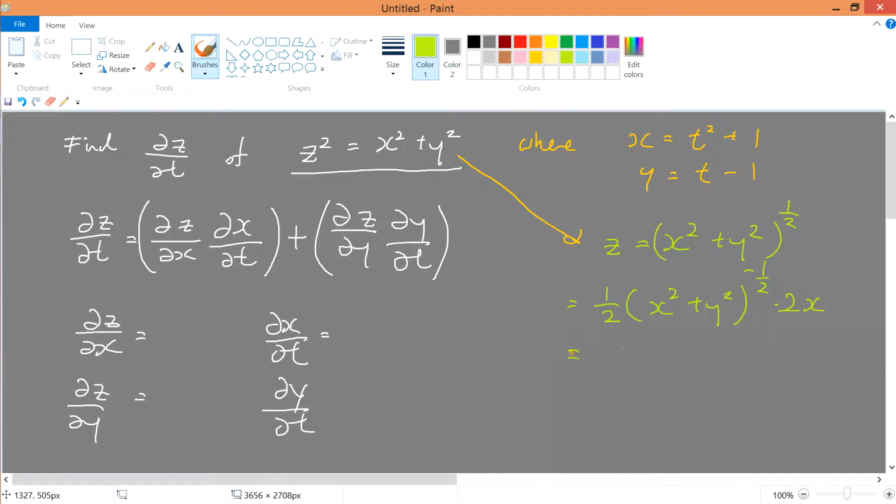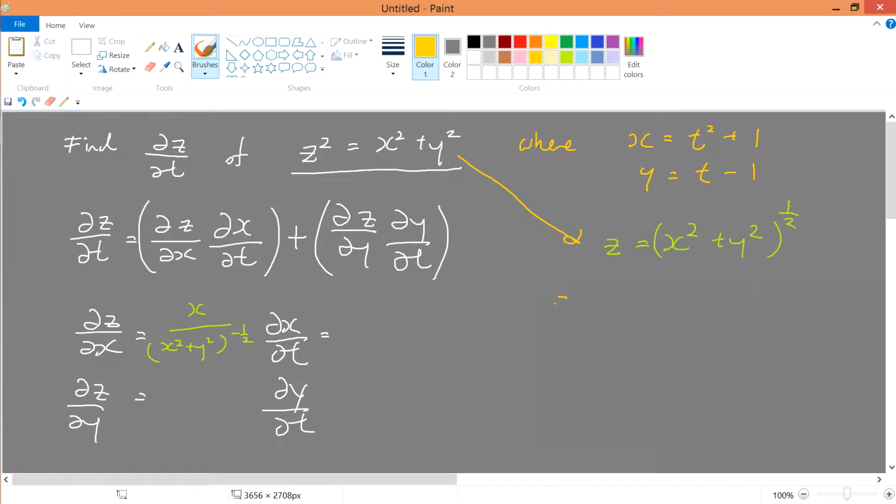So therefore I would have half times 2x, which is x, and then x squared plus y squared, minus half. Therefore I can just fill it in over here. Okay, so now let's clear this a little bit. Now we have to differentiate in terms of y. So partial z partial y is the same thing.